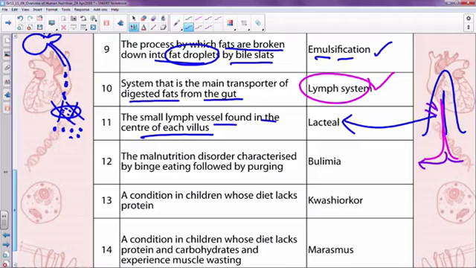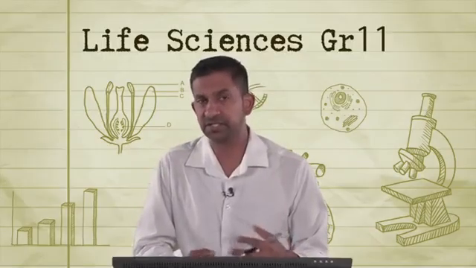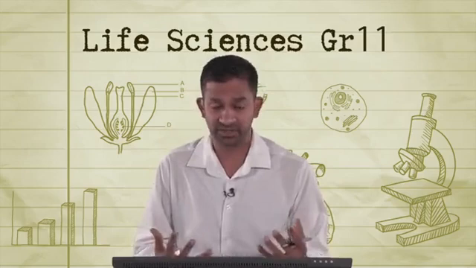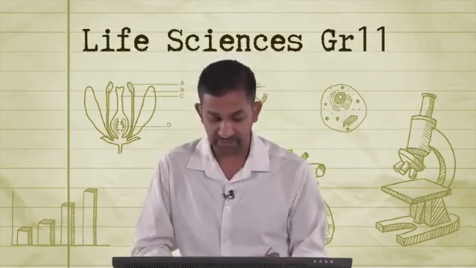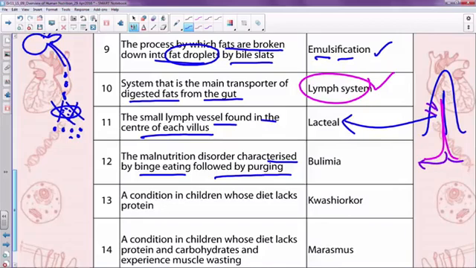Number 12, malnutrition disorder characterized by binge eating followed by purging. Now guys, obviously when we look at nutrition and having a balanced diet, we will look at some of the associated health or nutritional disorders that occur. One of them is when individuals binge eat followed by purging, or the bringing up and the removal of food from the body, and that is referred to as bulimia.